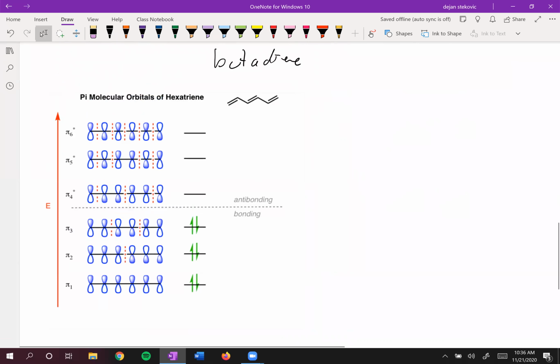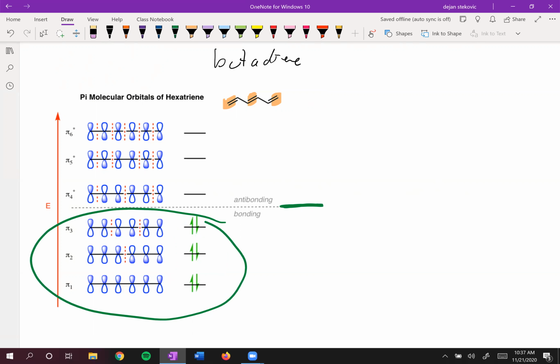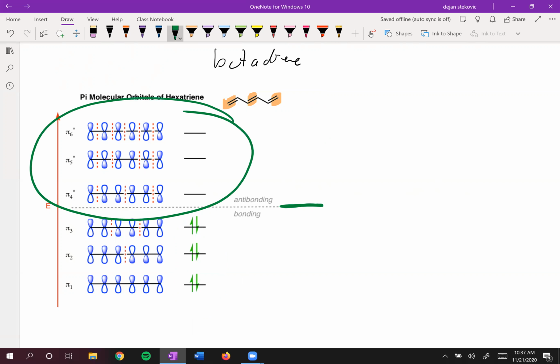So now we've got 1, 2, 3 pi bonds, which means 6 p orbitals. So you can see we have 6 molecular orbitals, and at the beginning they have 0 nodes, then 1 node gets added, then 2, then 3, then 4, and then 5, right? And then the electrons fill this lower half, and you can see they would be lower in energy than where the atomic orbitals would be, right? And these lower ones down here are the bonding, whereas these upper ones here are the anti-bonding.